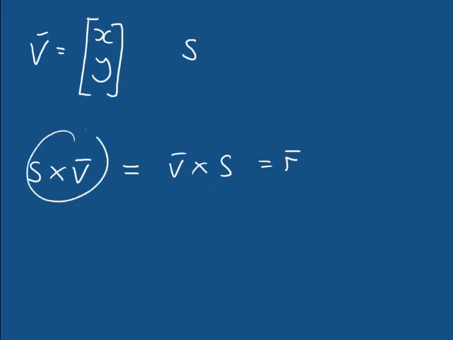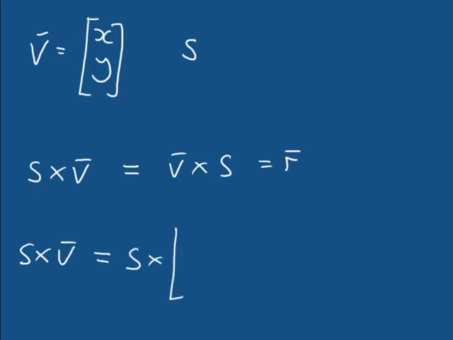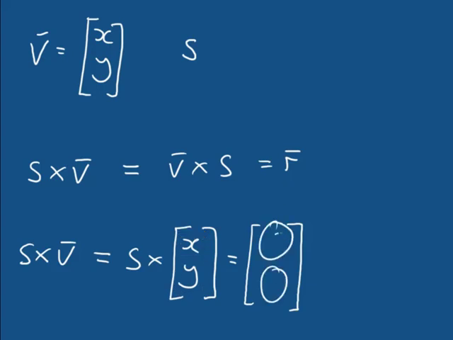So let's pick on our first example here, s times v. So if we had s times v, we know that's going to give us s times our vector x, y, and we know that's equal to some result vector. So we have a vector as a result, and we know that the result has the same number of components as the vector in the multiplication. So in this case, our result has two components. But what are those components?